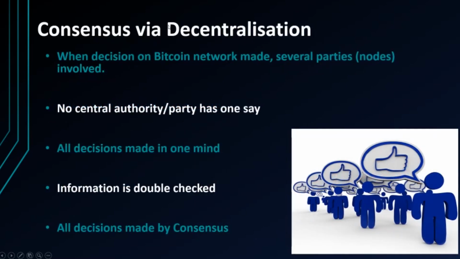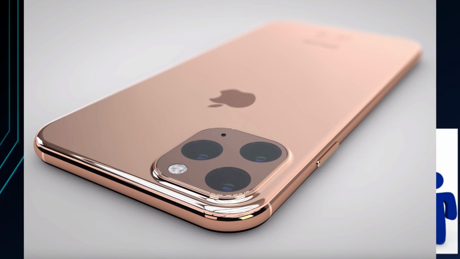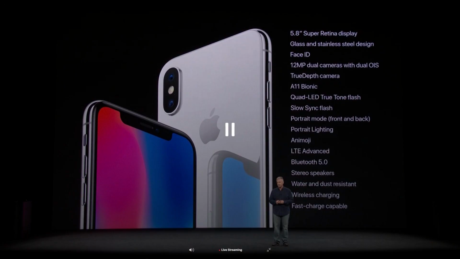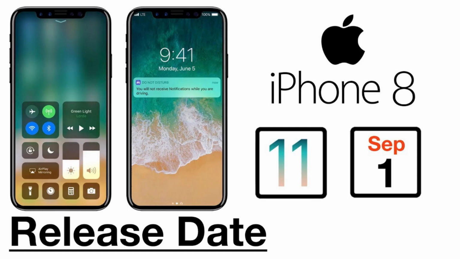So, consensus via decentralization. When a decision on the Bitcoin network is made, there are several parties or nodes involved. It's not just one central party. It's not just one person that has one say. Everyone here, like in this photo, they all must give the thumbs up. They all must agree. For example, Apple decides what the new iPhone will be. They decide what features this new iPhone will have, what it will look like, how much it will be priced at, when it will be released. And that's made by that company.